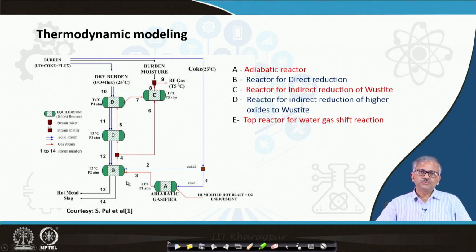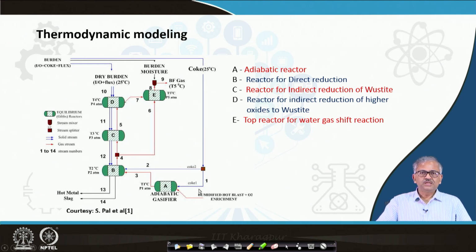So I will come to that, and then this coke will be burned in reactor A, an adiabatic reactor, generating heat. You can calculate the heat generation from the simple heat of reaction. FactSage is a very good thermodynamic database, and using FactSage you can calculate the total heat effects, and also the final composition of the gas.